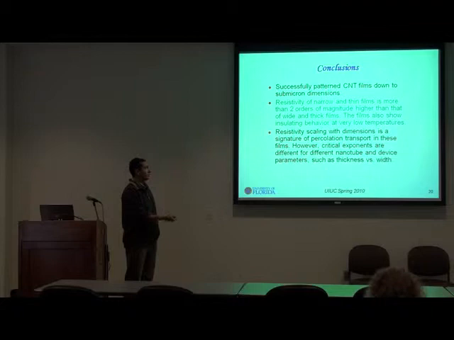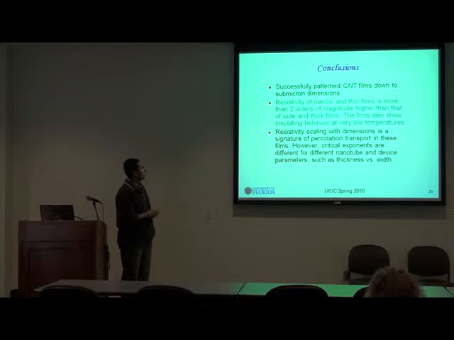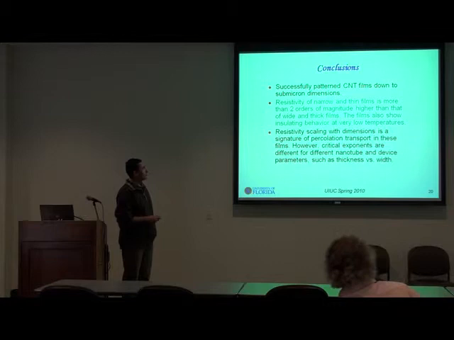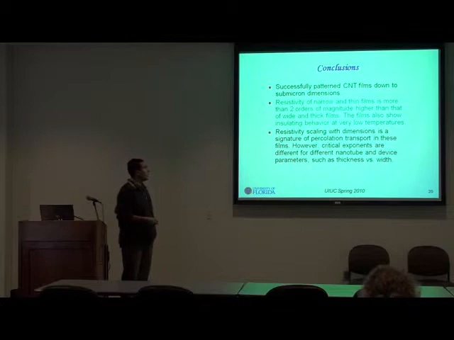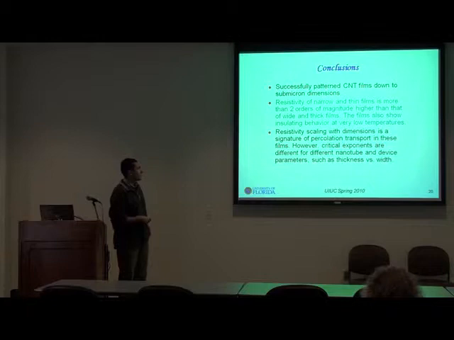So in this part, I can just conclude that we successfully patterned CNT films down to submicron dimensions. The resistivity of narrow and thin films was two orders of magnitude higher than that of wide and thick films. The film also basically shows insulating behavior at very low temperatures. Resistivity scaling with dimensions is a signature of percolation threshold in these films. However, critical exponents are different for different nanotube and device parameters, such as thickness and width.